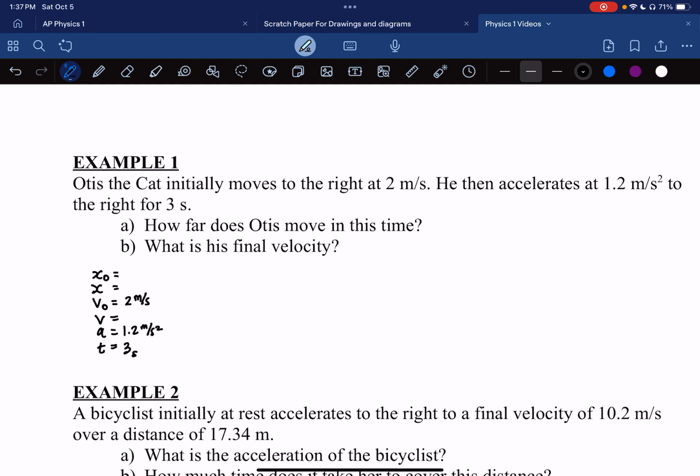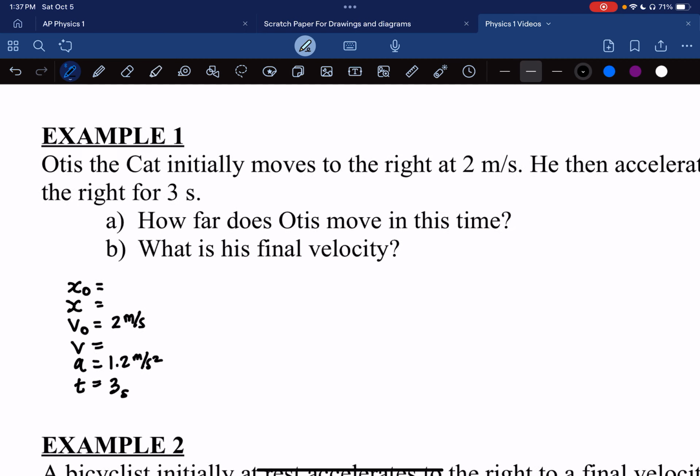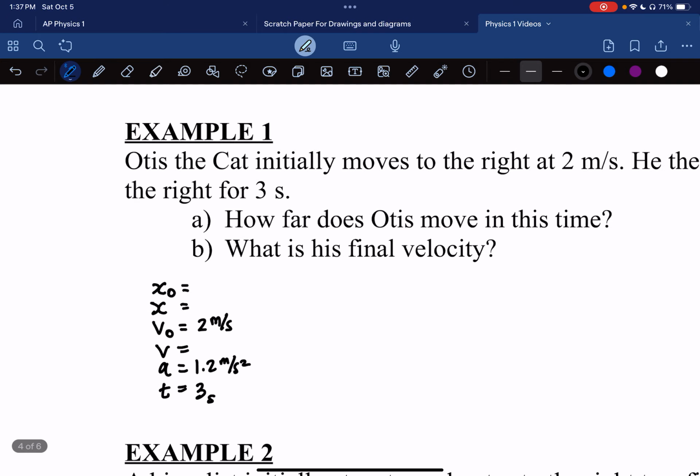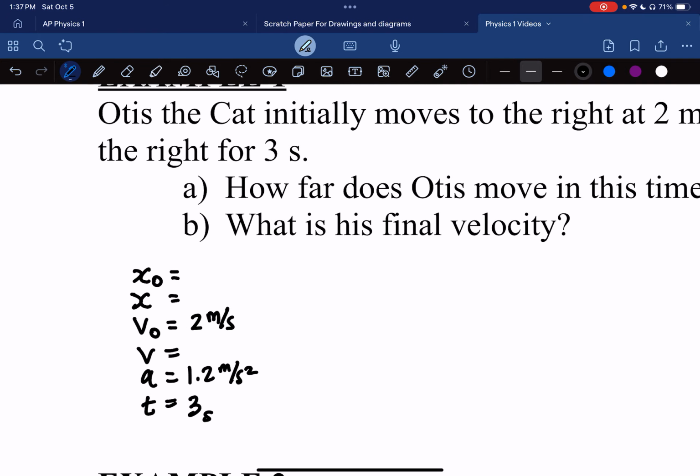Looks like at first that those are all the numbers that they give us. Even if you read the questions, it seems to be the only numbers they give us. But oftentimes they don't tell us what the initial position is, so if you just imagine your cat here. Oh, that's a terrible picture. Let's see here.